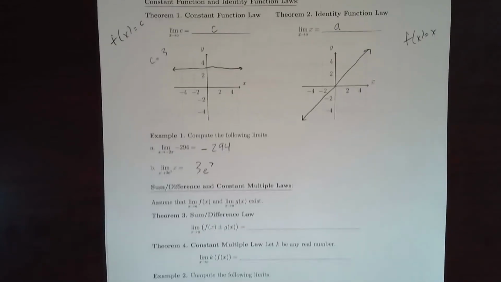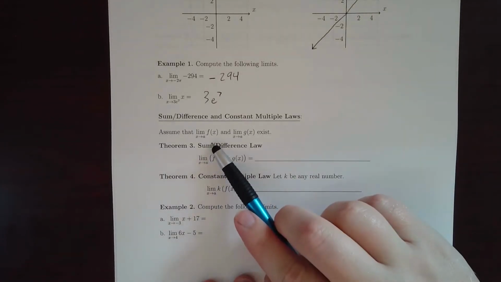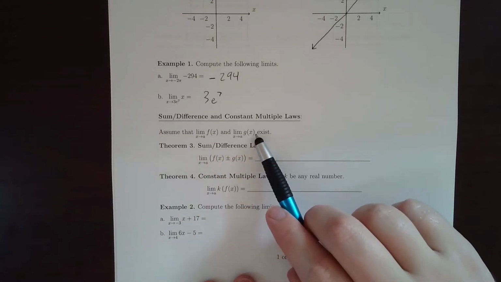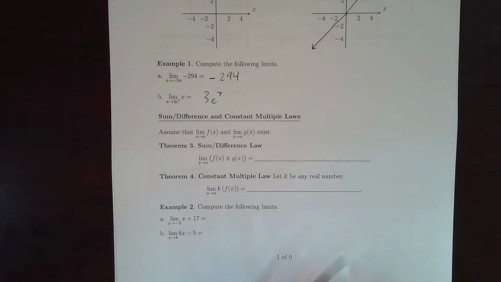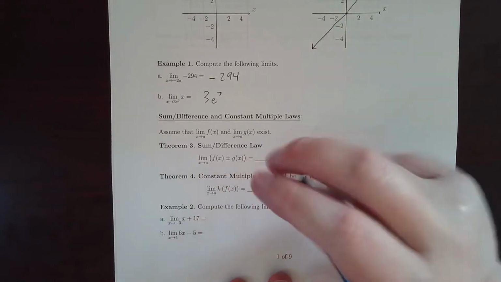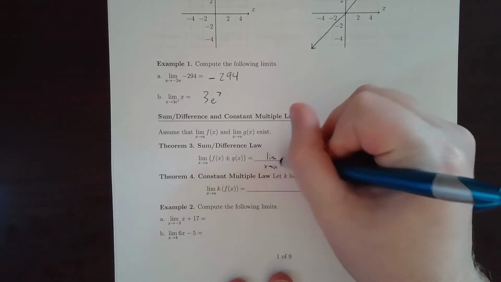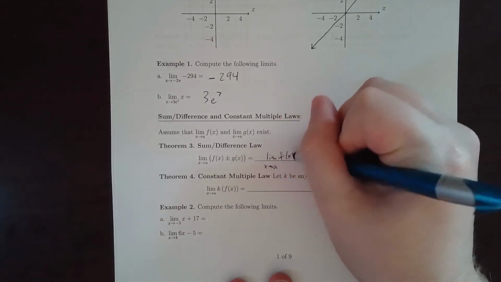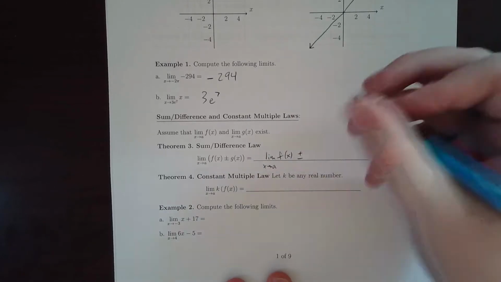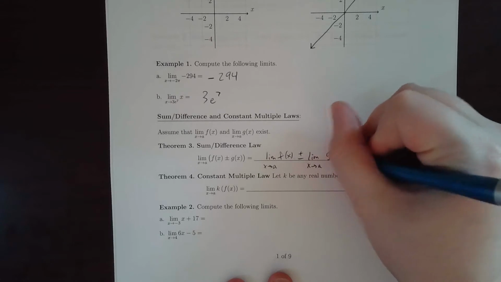So we have some other laws that we can use to come up with our limits. Let's assume for a second that both the limit as x approaches a of f of x and the limit as x approaches a of g of x exist. So assume we can get those for whatever our functions are. If we're looking at the limit as x approaches a of f of x plus or minus g of x, then this is the same as the limit as x approaches a of f of x plus or minus, again depending, the limit as x approaches a of g of x.